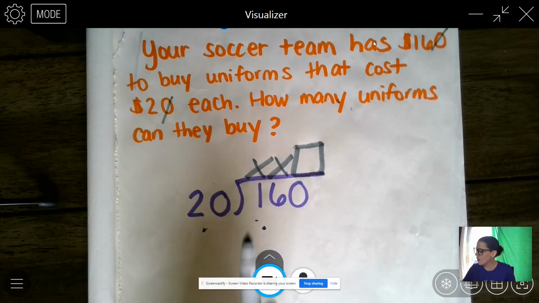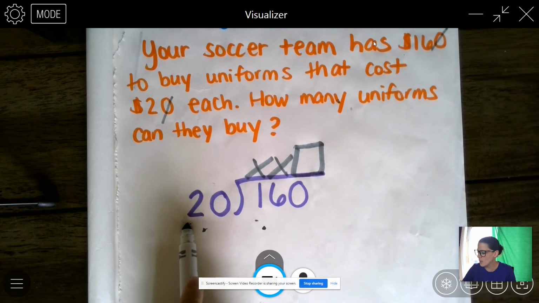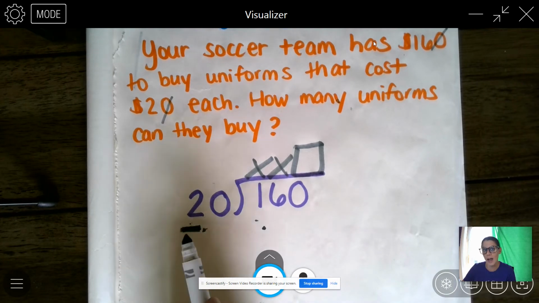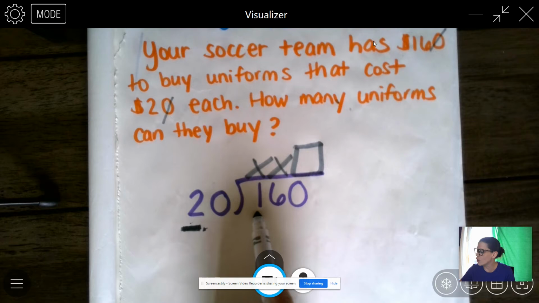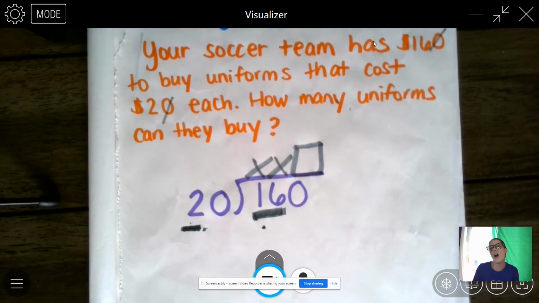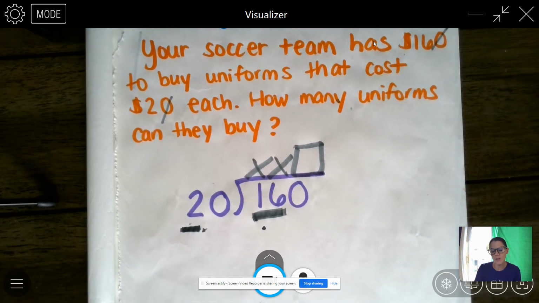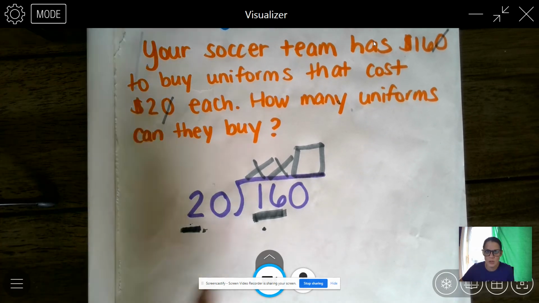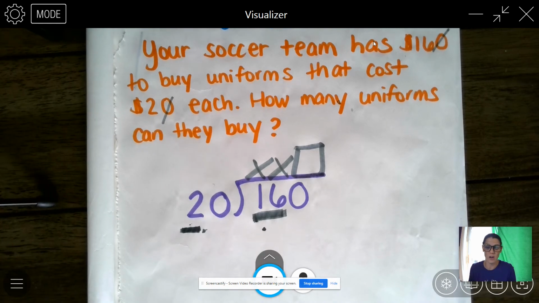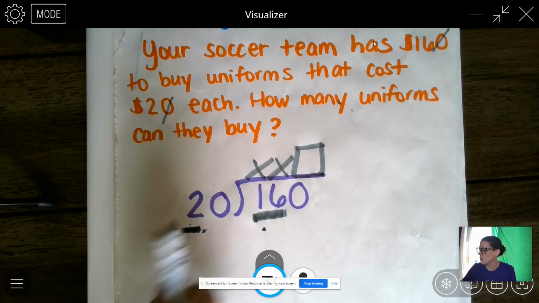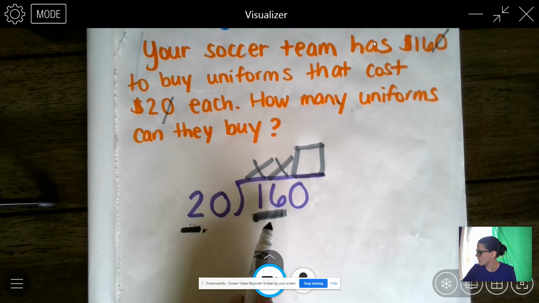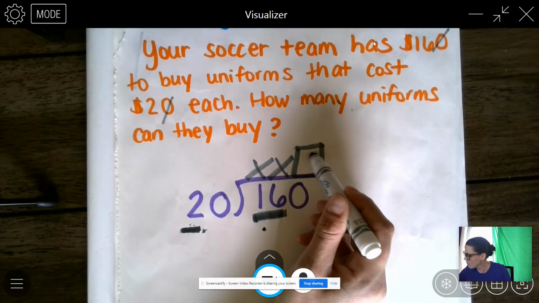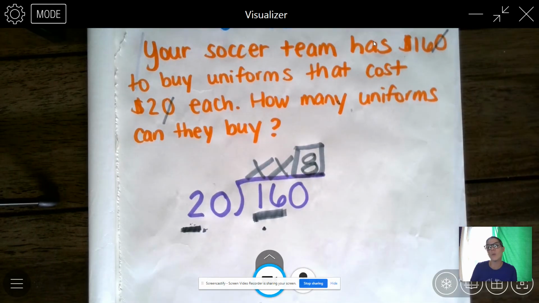So now I'm going to think about the first number of my divisor, and the first two numbers of my dividend. Some teachers might tell you, just count by 20s and see how close you can get. That's one strategy, right? But I don't like the strategy of counting on my hands because I think we as mathematicians are stronger than that. So let's think about how many times 2 can fit into 16? 8. That's going to give me a really close estimate.